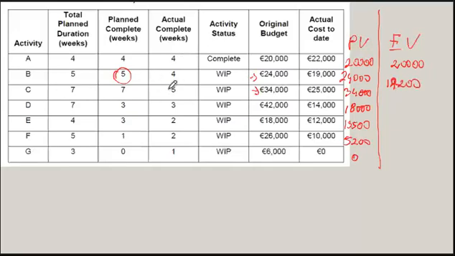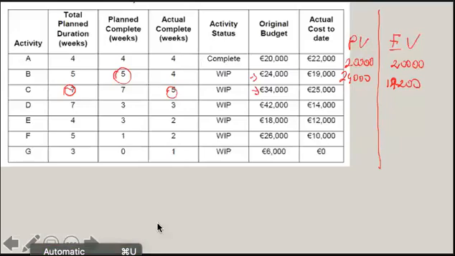Activity C, 5 weeks complete out of 7. So 5/7 times 40. Sorry, am I right? Actually, I apologize. I think I made a mistake in the calculation here because I multiplied by the wrong number. Let me just redo those. Sorry about that, lads. So 5 out of 7 out of 34. Okay. 24,285.